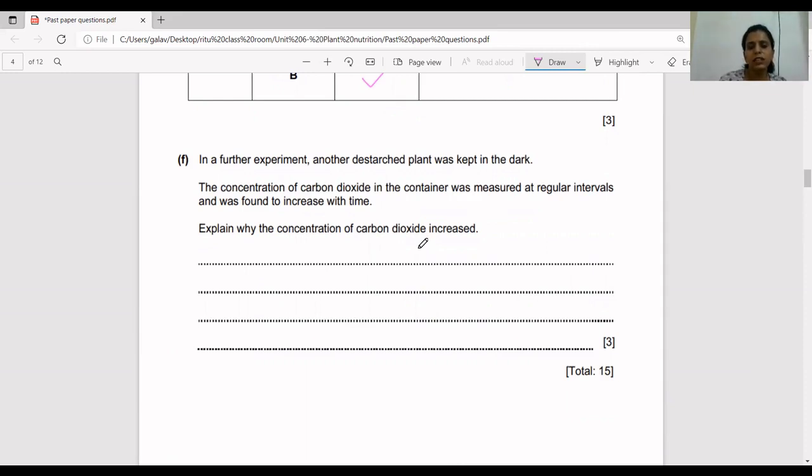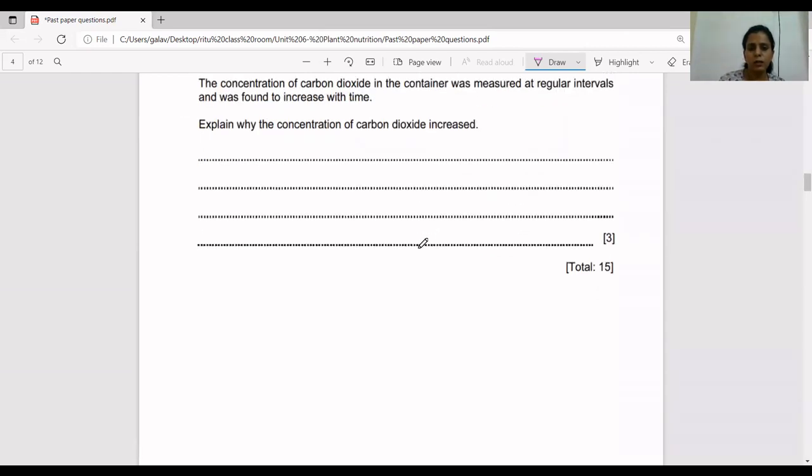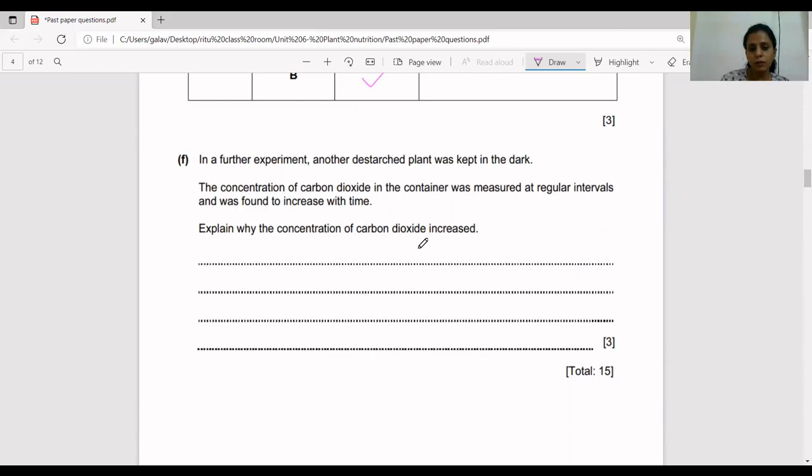So what they have written is, they have taken a destarched plant which was kept in the dark, okay, and then they have noticed that the concentration of carbon dioxide in this container was measured at regular intervals, and they found that the concentration of carbon dioxide increased slowly with time. So what is the reason for the increase in carbon dioxide gas? So the key points in this question are that they have used a destarched plant, and this destarched plant was kept in the dark. The concentration of carbon dioxide was measured at regular intervals, okay, and they found that the carbon dioxide concentration increased after some time.